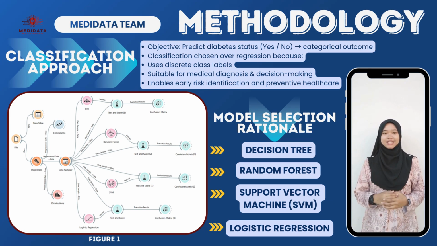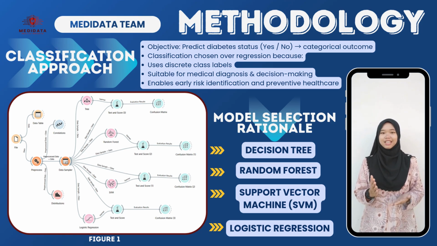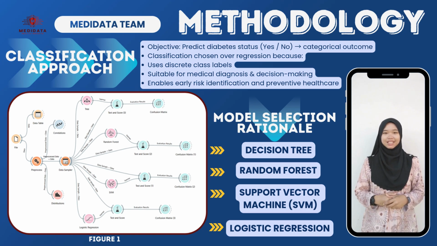The first model is the decision tree. Decision trees are easy to understand because they represent decision logic in a tree-like structure. This is important in clinical settings where healthcare professionals prefer clear and visual explanations. Decision trees can also capture non-linear relationships between variables. However, they are prone to overfitting, which is why they must be evaluated alongside other models.